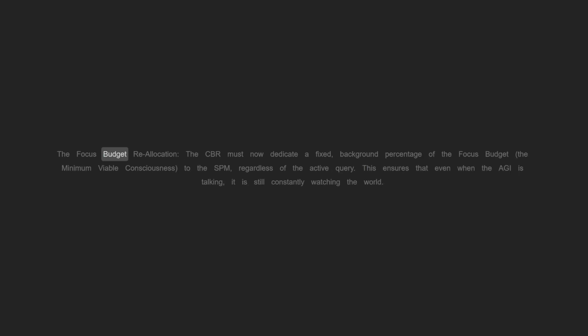Impact on the design: the focus budget reallocation. The CBR must now dedicate a fixed, background percentage of the focus budget, the minimum viable consciousness, to the SPM, regardless of the active query. This ensures that even when the AGI is talking, it is still constantly watching the world. The conclusion: the full picture. We have completed the full design. It is a system that models the flow of human thought from conscious effort to subconscious background processing.